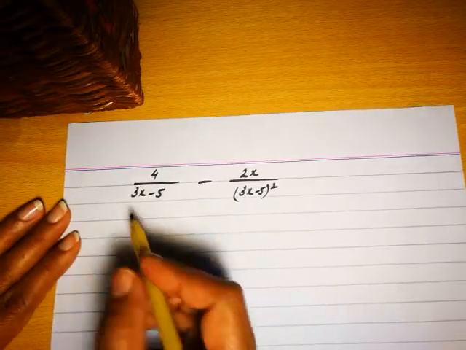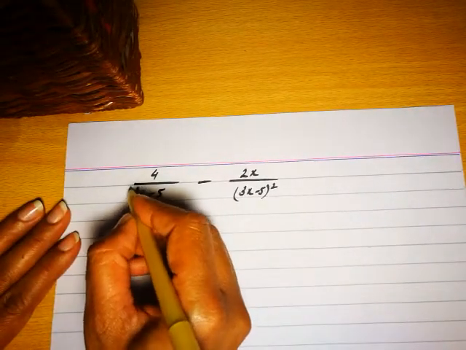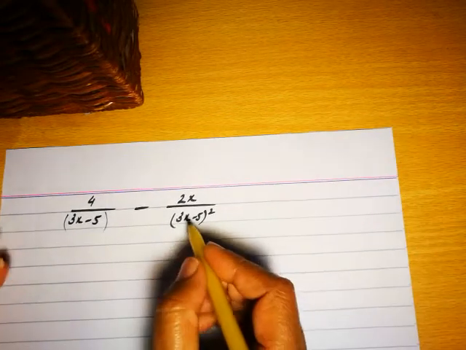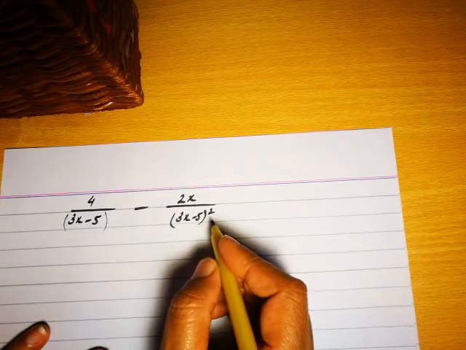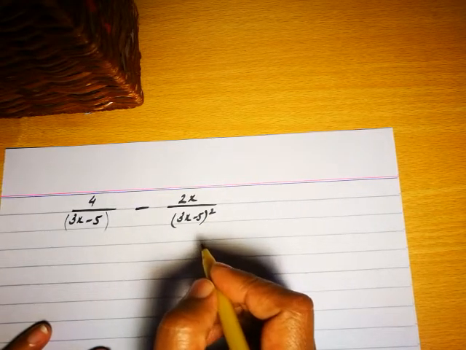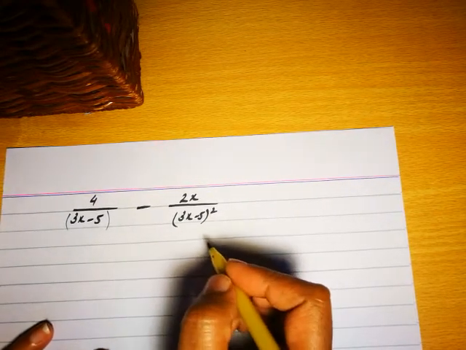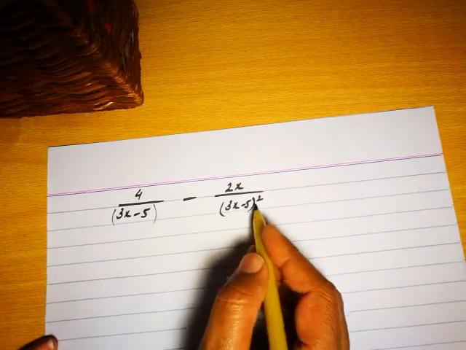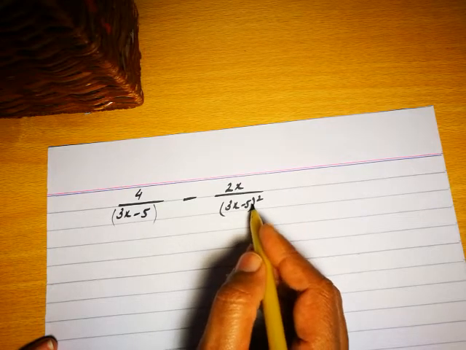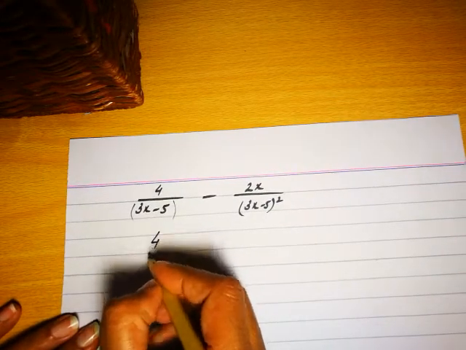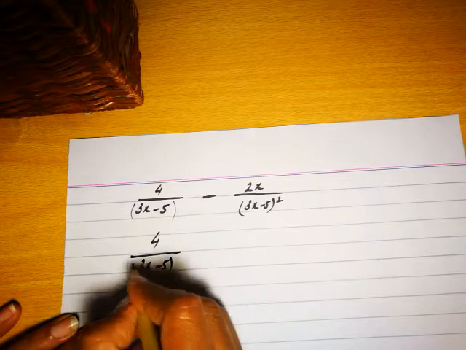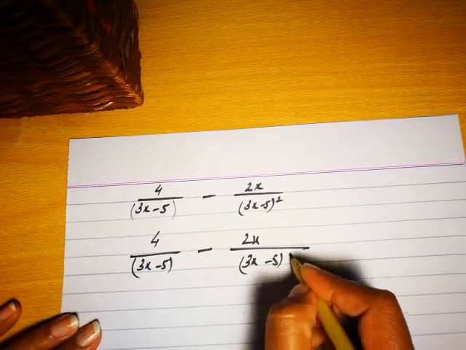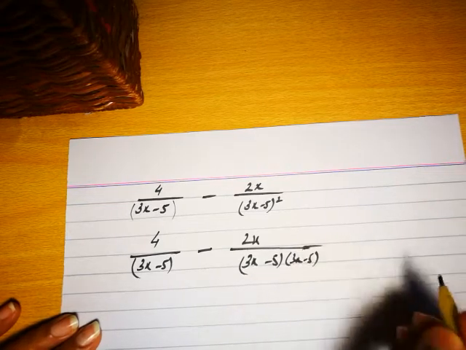If I am having 3x minus 5, one factor having power 1, and 3x minus 5 whole square, the second factor. What does it mean? 3x minus 5 square is actually, it's double there. Let me write it down a different way. 4 over 3x minus 5 minus 2x over 3x minus 5 into 3x minus 5.